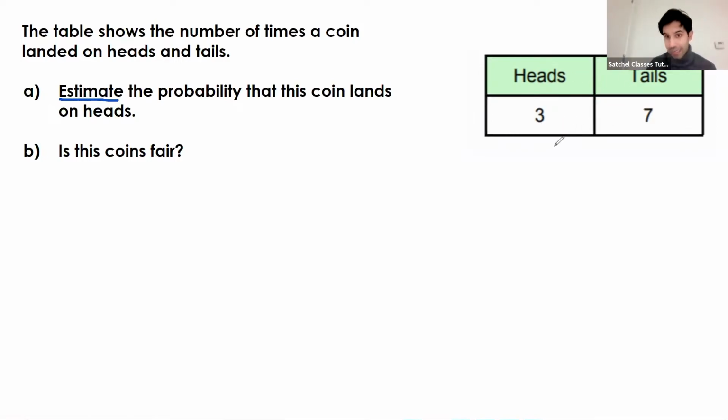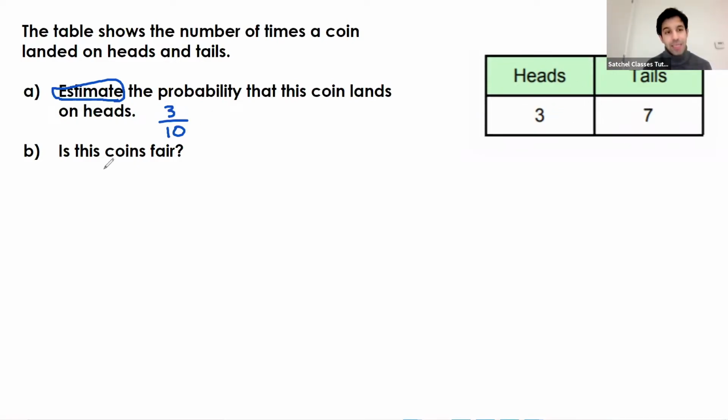So theoretically, the probability of heads and tails should be 50-50, because we can either get heads or we can get tails. So in theory, the probabilities are half, or 50-50, or 50%. However, because it says estimate, we need to use our results here. So the probability that the coin lands on heads is going to be 3 out of 10, because we've flipped the coin 10 times. So in total, we have 10 flips, and 3 of the flips were heads.